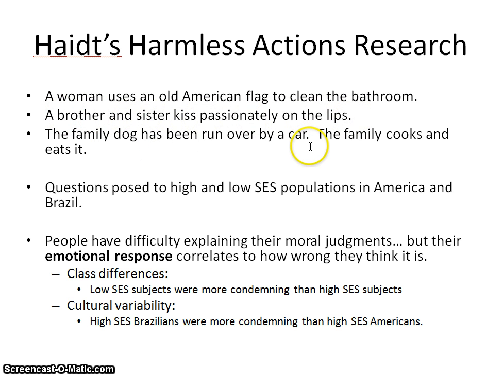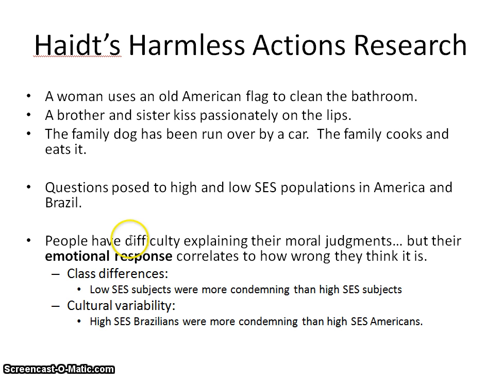The family dog has been run over by a car. The family cooks and eats it. Now, for many a dog owner, this is horrible. And the question here is whether it is morally wrong. Right? So Haidt gave these questions to groups in America and Brazil, both to high and low SES populations. SES is socioeconomic status. So we have wealthier Brazilians and Americans and poor Brazilians and Americans. And here are the results.